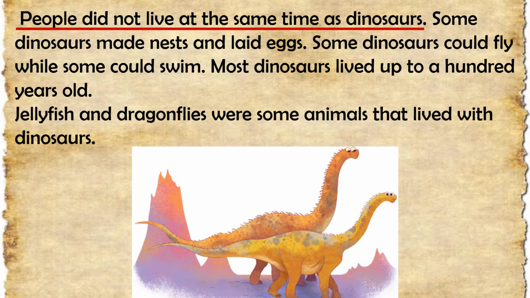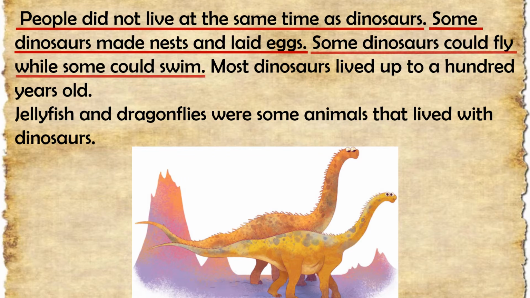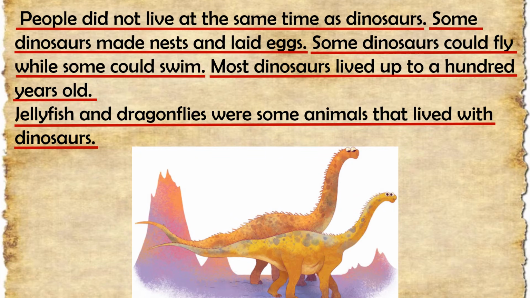People did not live at the same time as dinosaurs. Some dinosaurs made nests and laid eggs. Some dinosaurs could fly, while some could swim. Most dinosaurs lived up to 100 years old. Jellyfish and dragonflies were some animals that lived with dinosaurs.